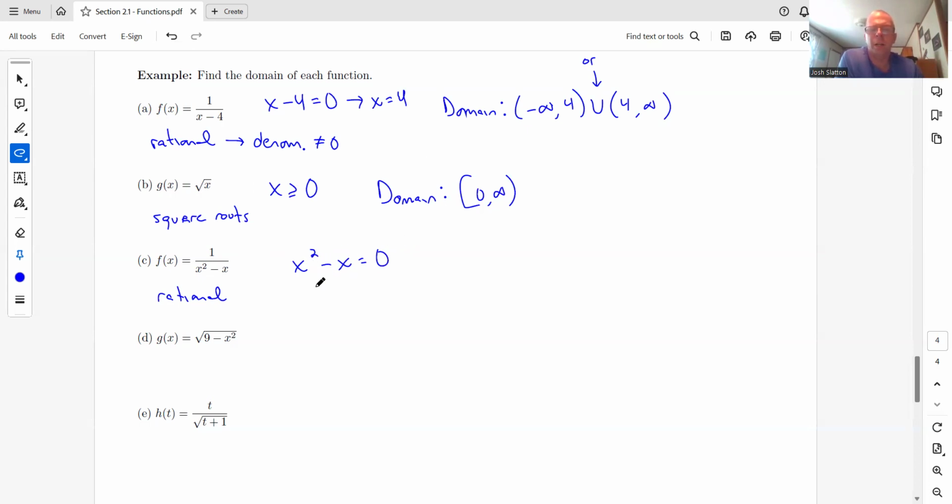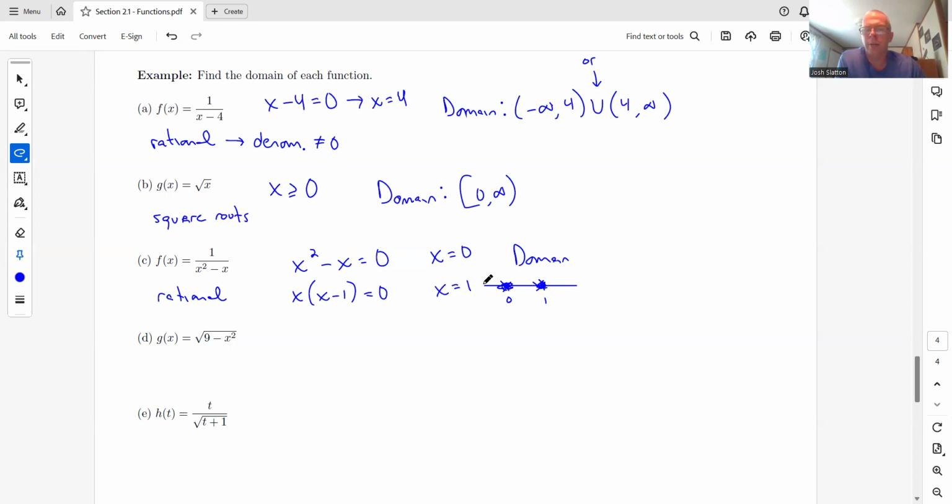But with this, we can factor out an x, and we're left with x times x minus 1. And so we get x equals 0 and x equals 1. So these are the 2 points where our domain is not. So it's everywhere else. You think of it like we have a number line, we have 0 on here, we have 1. We want to get rid of those points. We don't want those points. And we want everything else.